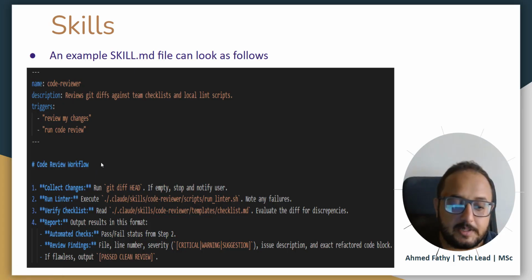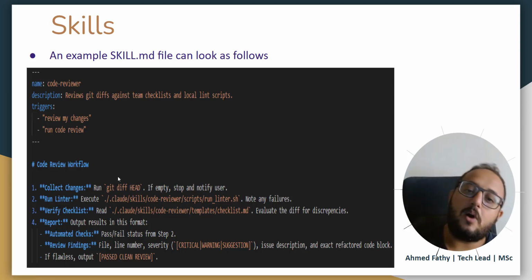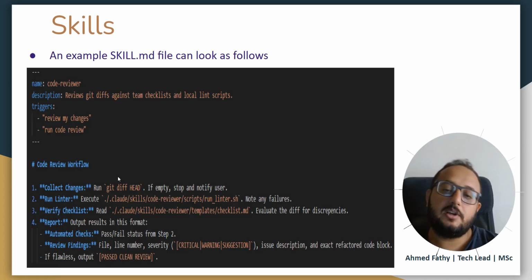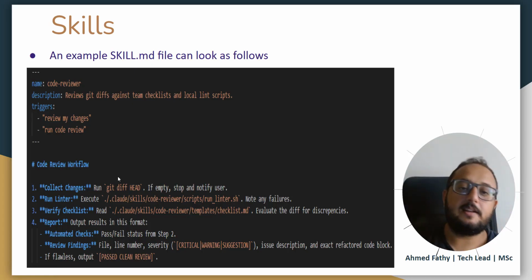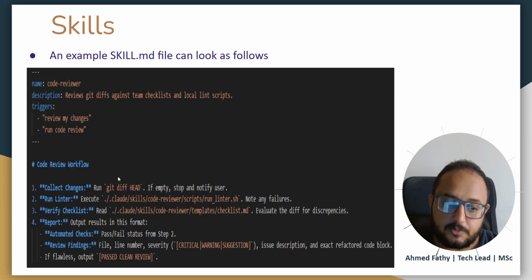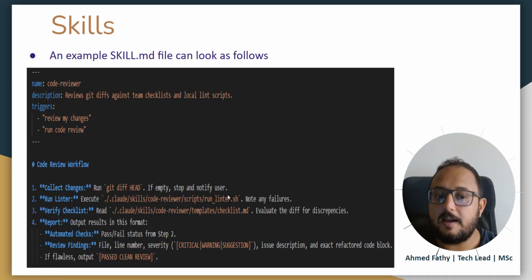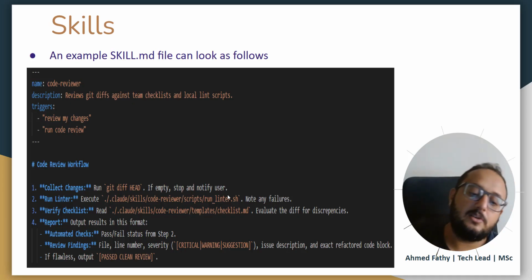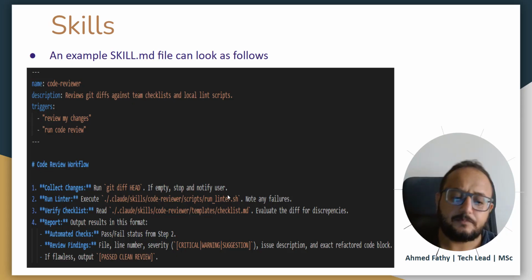And then you actually define the actual workflow, what the LLM is supposed to make sure happens. So first you tell the LLM you need to run git diff HEAD, if empty stop and notify user, and then the LLM will find out that this requires, for example, the bash tool. So it will trigger the bash tool with this command and try to find out the diff. Then run linter, so execute this right here, and this is a script that is put inside the code reviewer skill inside the skills folder. So again you can define some scripts and then you ask the LLM to request calling those scripts. Again, this is going to be executed using the bash tool as well.